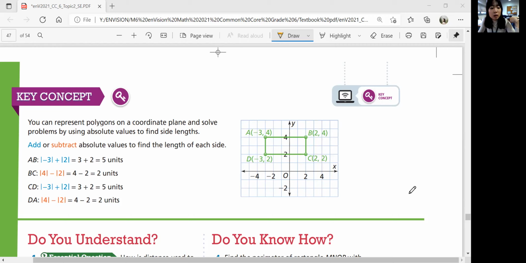And how could you use the formula for the perimeter of a rectangle to find the perimeter of rectangle ABCD over here? You substitute 5 for L and 2 for W in the formula of your perimeter: 2 times length plus 2 times width.